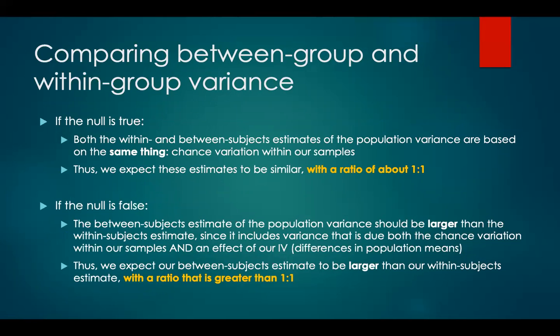So if the null is true, both the within and between subjects estimates of the population variance are based on the same thing, chance variation within our samples. Thus, we expect these estimates to be similar, so with a ratio of about 1 to 1. But if the null is false, the between subjects estimate of the population variance should be larger than the within subjects estimate, since it includes variance that is due both to the chance variation within our samples and an effect of our independent variable, so differences in population means. Thus, we expect our between subjects estimate to be larger than our within subjects estimate, with a ratio that is greater than 1 to 1.